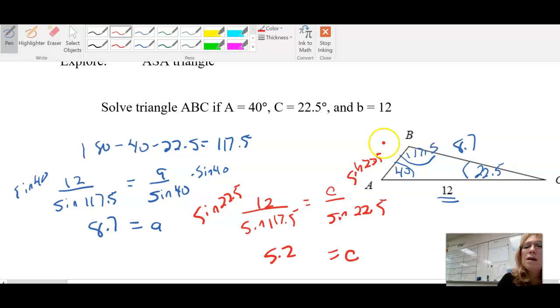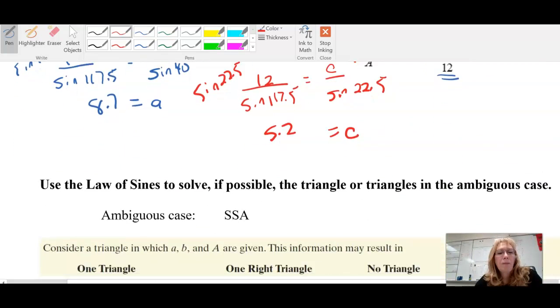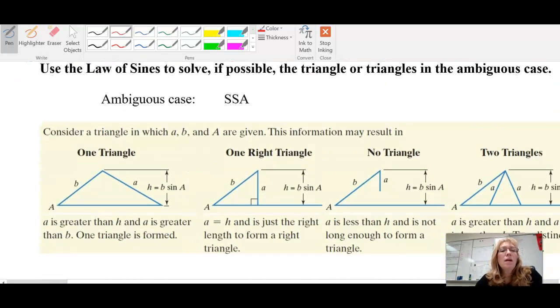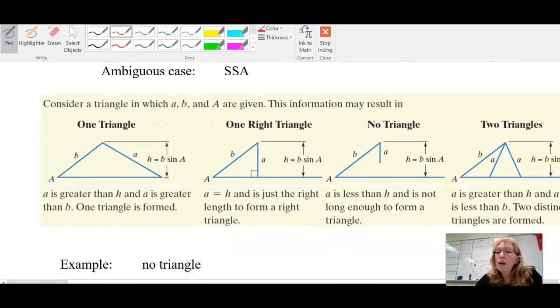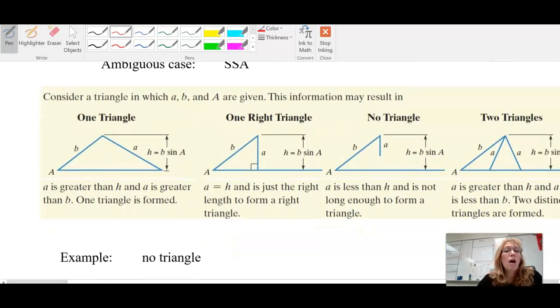All right, and we have now solved your triangle. I hope you did a good job. Okay, down here, this is the law of sines to solve triangles in an ambiguous case. That means I can have one, two, or no triangles.